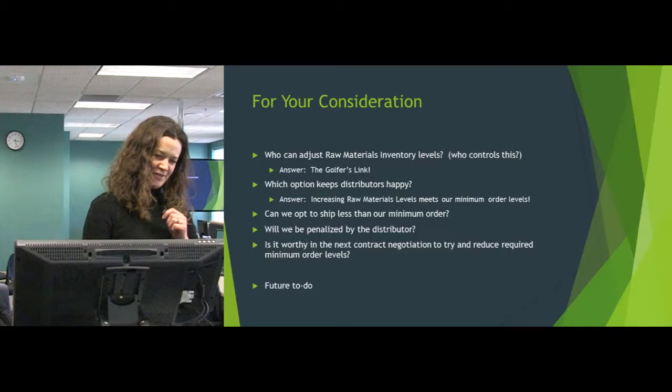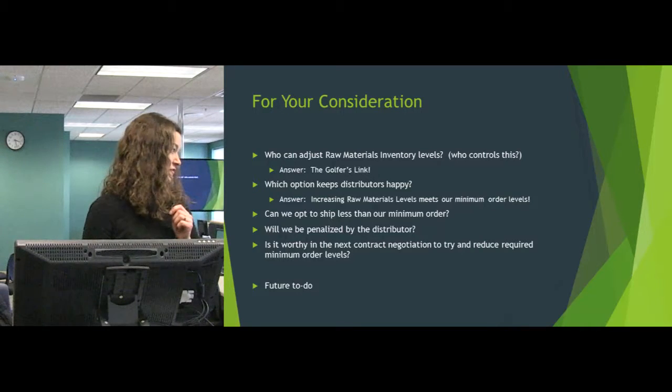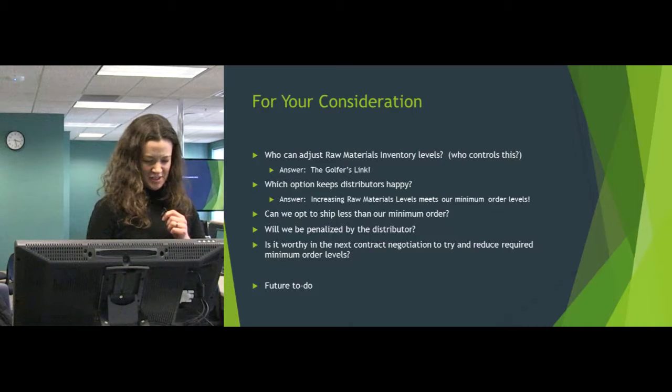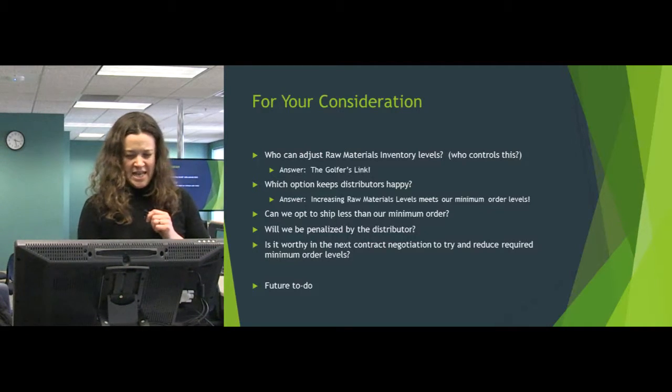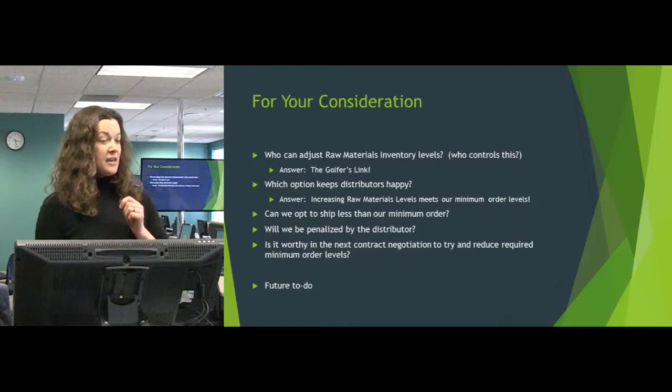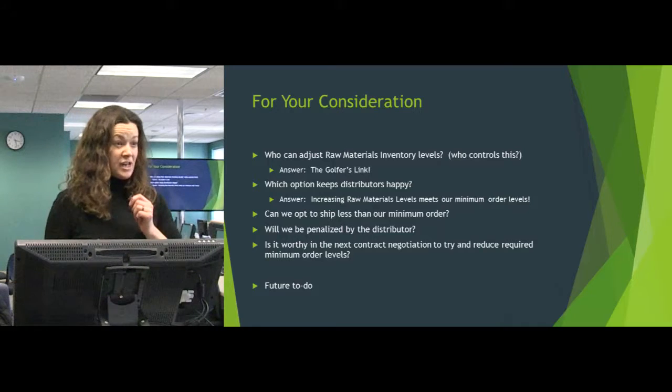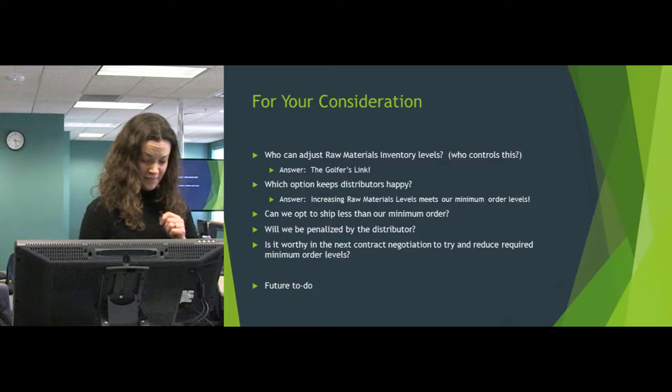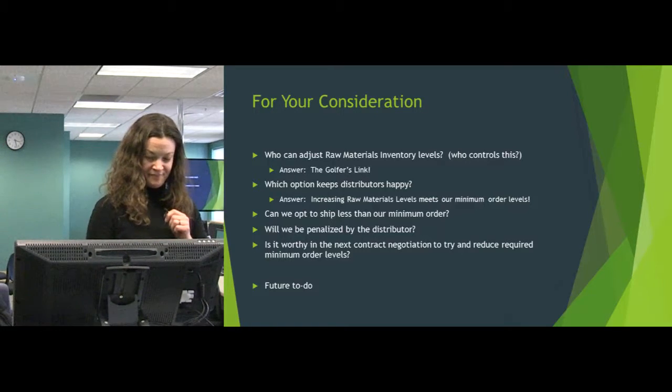So again, for your consideration, who can adjust the raw material inventory levels? Of course, the Golfers Link. And then increasing the raw materials meets our minimum order level. We don't have to worry about making our distributors angry, so it has the added benefit.